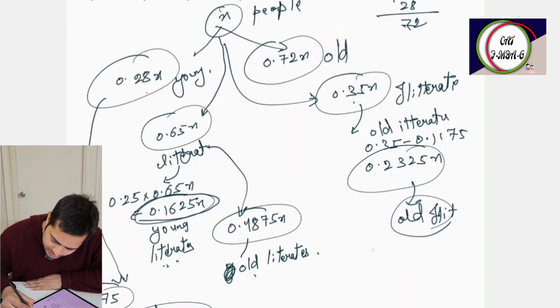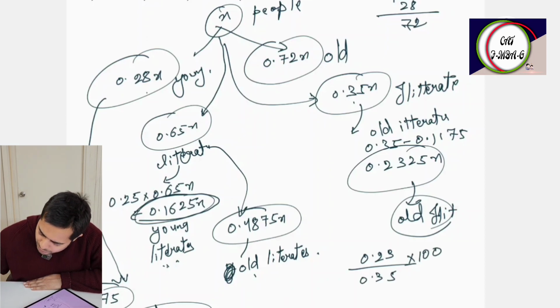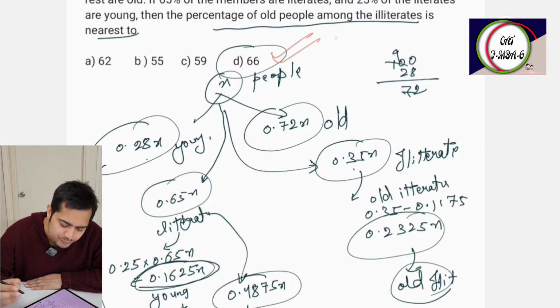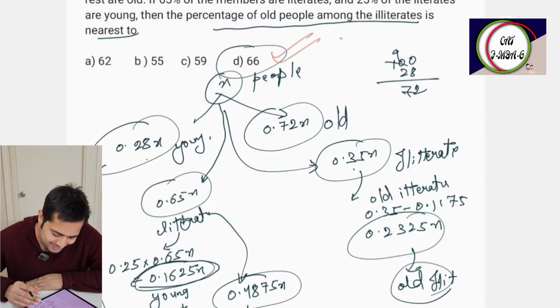So among illiterates, old illiterate divided by total illiterate into 100. This should be the percentage, 0.2325 by 0.35 into 100. This comes to be 66%. This should be your right answer. Got it? How we solved it?